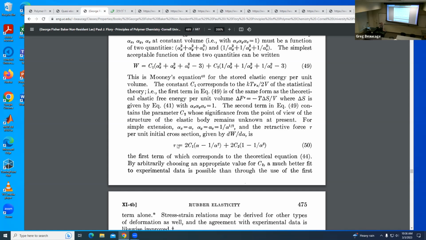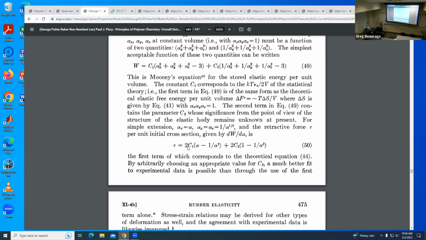So you're going to take the stress divided by alpha minus 1 over alpha squared, versus 1 over lambda, because this term would be this thing times 1 over lambda. In other words, 1 over alpha goes to 1, and 1 over alpha goes to 1 over alpha cubed. So you divide by this, and you have 2 times C1, which is a modulus, plus 2 times C2 times 1 over lambda. So you plot tau over this thing versus 1 over lambda. That's called a Mooney-Rivlin plot. And if this has a slope, the intercept is the modulus.